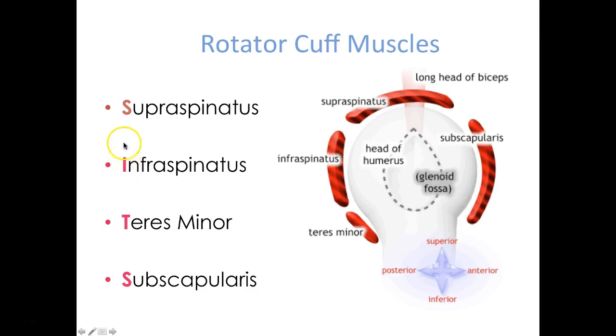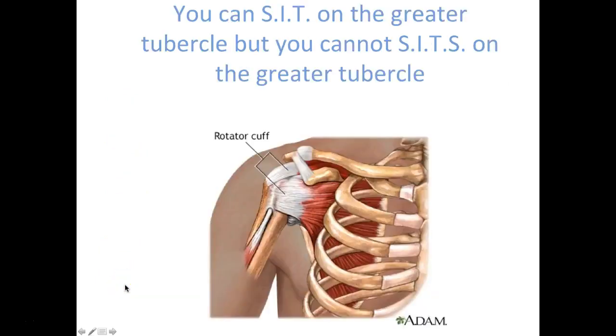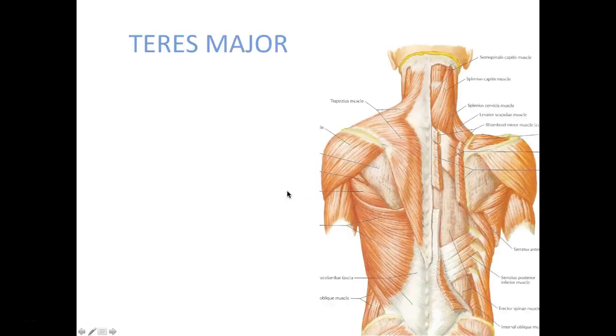So the way we remember your rotator cuff muscles is by the mnemonic SITS. And this goes a little bit further, because you can sit on the greater tubercle, but you cannot sit on the greater tubercle. So if we were memorizing insertions, you would know that SIT here, supraspinatus, infraspinatus, and teres minor, all insert on the greater tubercle, but the subscapularis does not. It's going to insert onto the lesser tubercle.